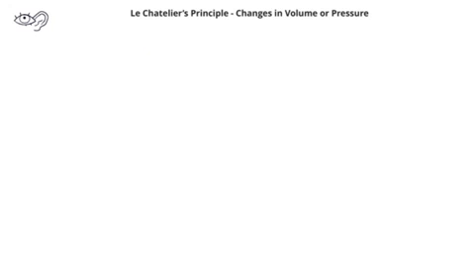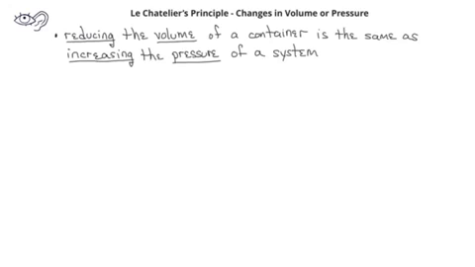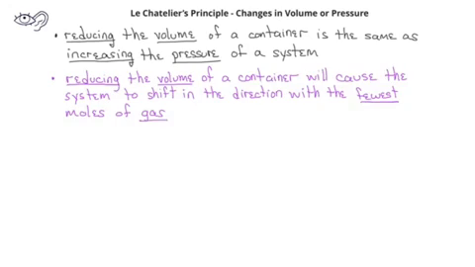When we look at Le Chatelier's principle as it applies to a system in equilibrium which has a volume or pressure change, it's important to remember the relationship between volume and pressure. In short, reducing the volume of a container is the same as increasing the pressure in the container. If we reduce the volume of a container, this will cause the system to shift in the direction with the fewest moles of gas.